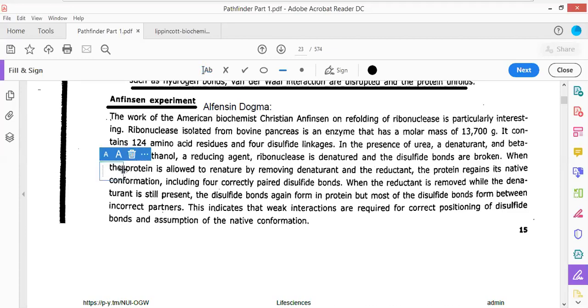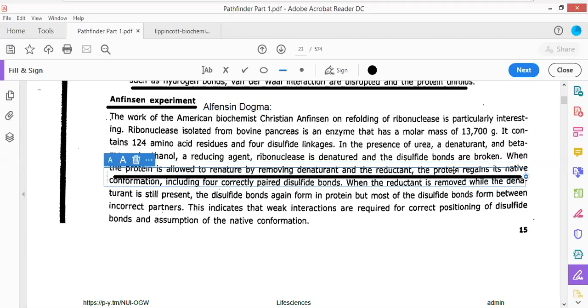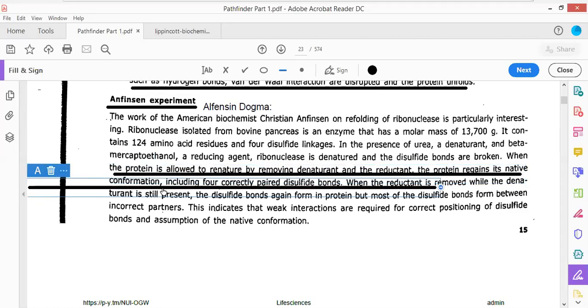When the protein is allowed to renature by removing the denaturant and the reductant, the protein regains its native conformation along with the formation of 4 correct disulfide bonds. There are 4 correct disulfide bonds which have been produced.